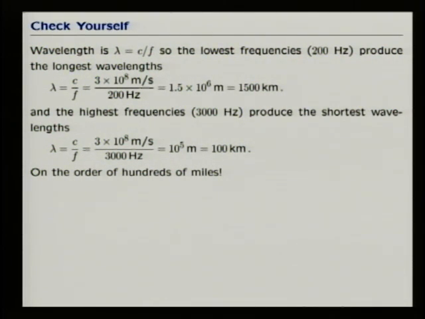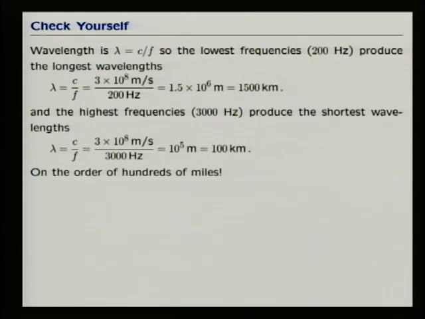The hardest one to launch is the lowest frequency. That'll take the biggest antenna. The lowest frequency in telephone quality speech is 200 hertz, so we get about 1,500 kilometers. Kind of big. Kind of useless, right? If you were trying to make cellular communication and your antenna had to be 1,500 kilometers, that just isn't going to work.